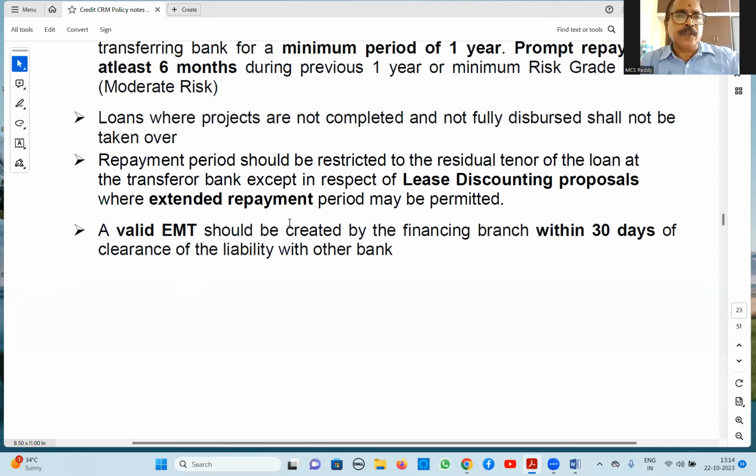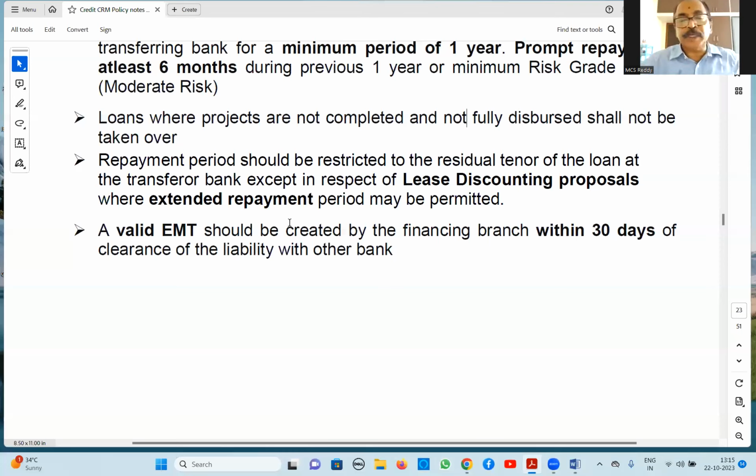Normally, whatever repayment period remains with the previous bank, the same repayment period only you have to give. You should not extend the repayment period. The only exception is lease discounting proposals, where repayment can be extended within the maximum permitted period of 15 years, that is 180 months. So within that 180 months, you can permit it only for lease discounting proposals, not for others. In case of other loans, the same repayment period you have to give.